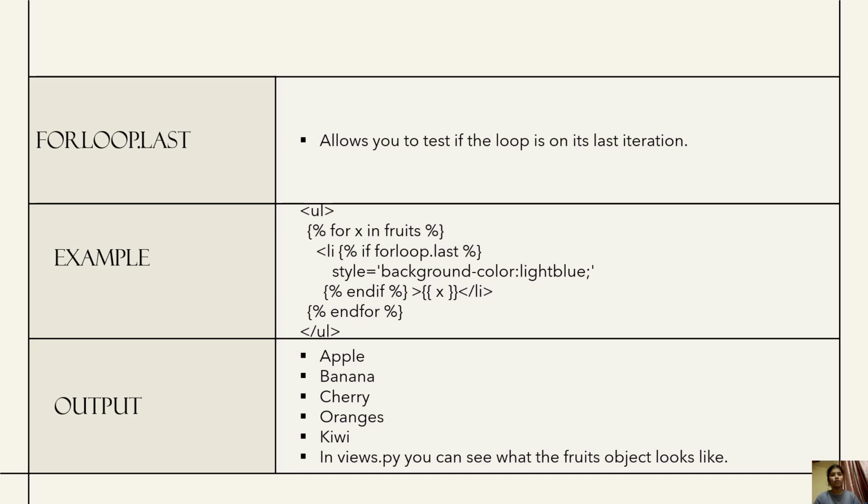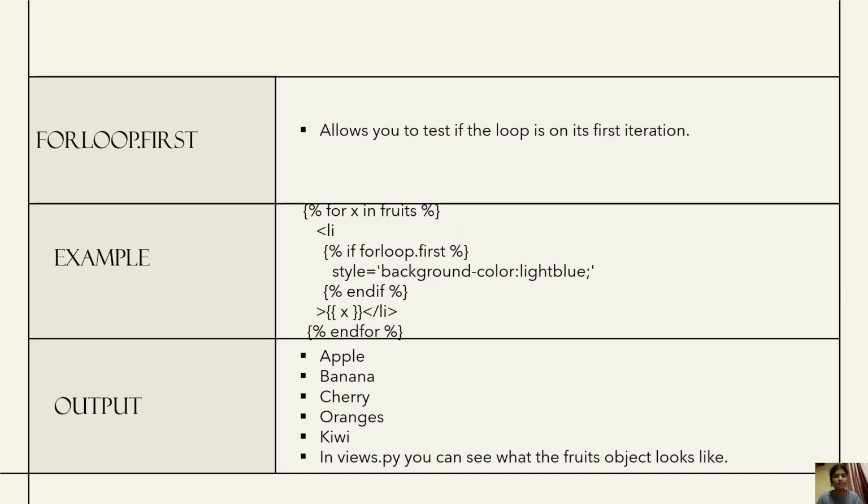The next is for loop last. This allows a test if the loop is on its last iteration. So it checks if the loop is in the last iteration. In this example, like for x in fruits, if for loop dot last, and we have a background set and the sequence. So we have apple, banana, cherries, oranges, kiwi. In Python the fruits may look like this. So if there's a given database and a given list of items, and we put the for loop last, this will be the following output with the given program.